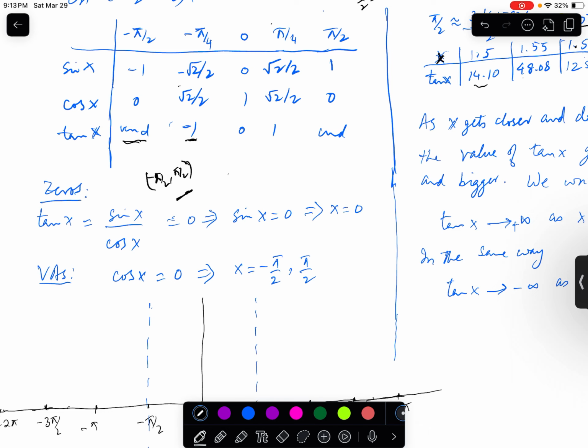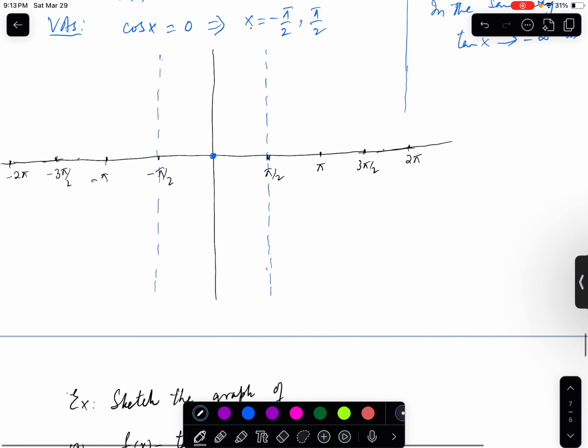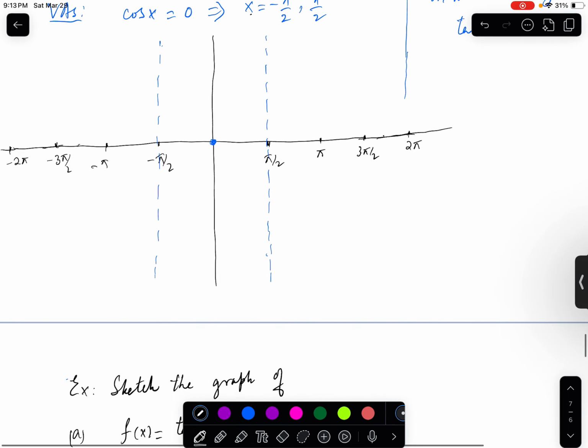Now, vertical asymptotes we will get when cosine x is 0, and in this interval, cos x is 0 at negative pi over 2 and pi over 2. These are the asymptotes, vertical asymptotes. So here, I've drawn this. Now the function takes on the value 0 at 0, and when we get closer and closer to pi over 2, we are going up and up here. And when you get closer and closer to negative pi over 2, you'll get down here.